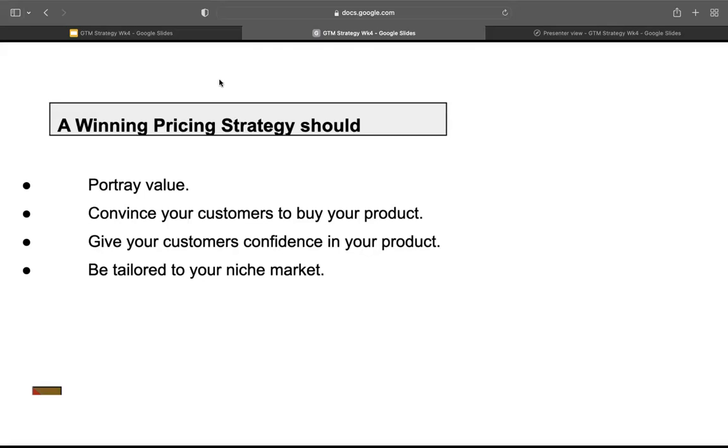So the very first thing, if you want to attach a price to it, then it must portray value. Convincing your customers to buy your product, that price should be convincing enough. If you are charging me 8,000 naira per month, it should be convincing. That means what I'm getting in return should be value pro max.